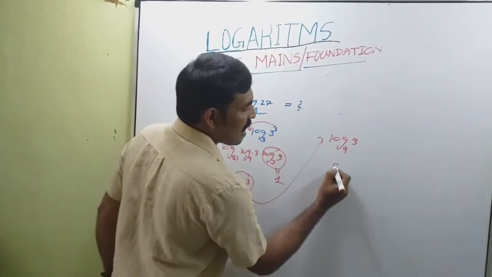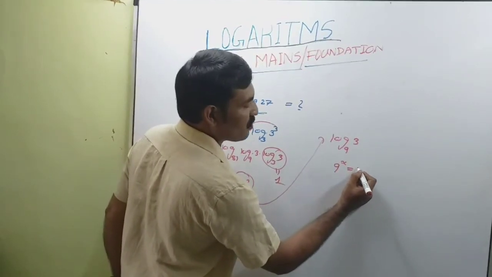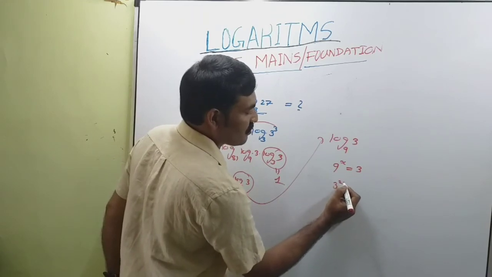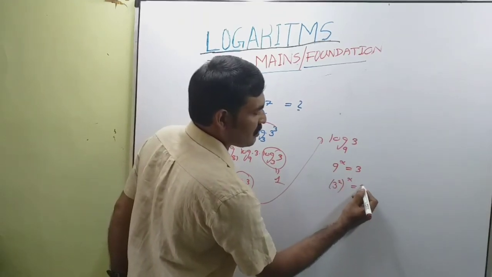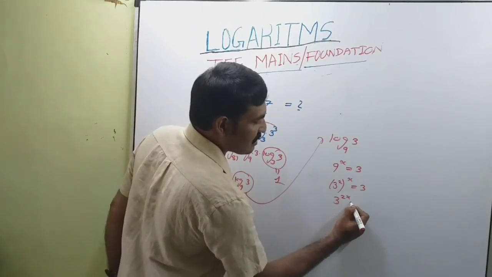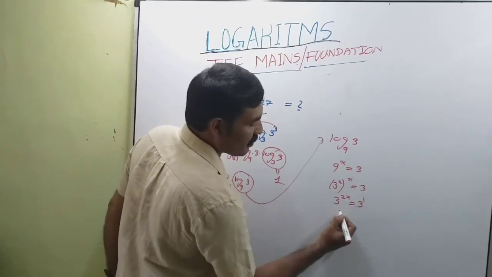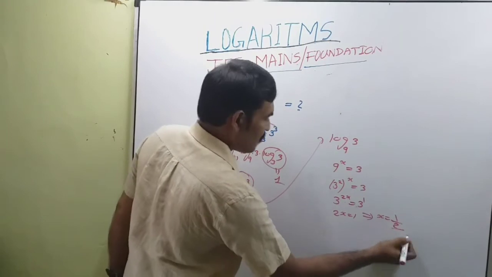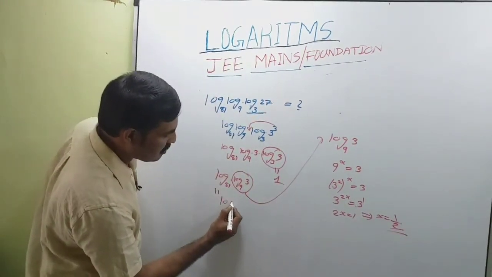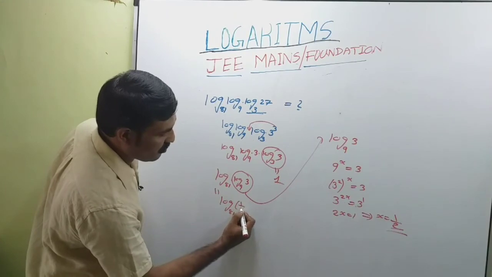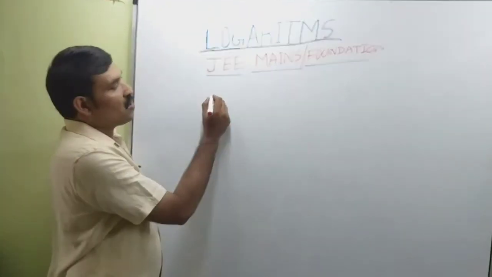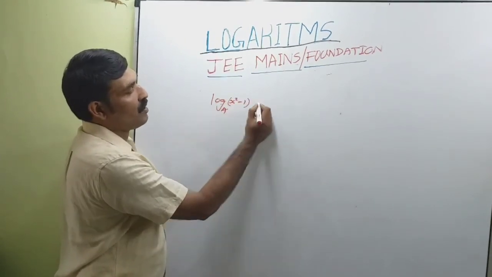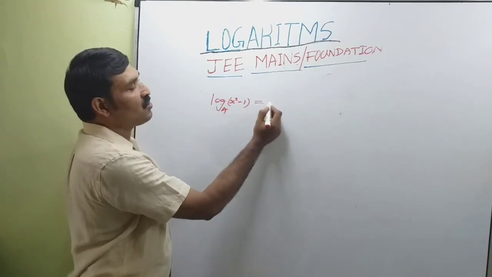Let the value of log base 9 of 3 be x. That means 9 raised to x is equal to 3. 9 can be written as 3 square, so 3 raised to 2x is equal to 3 raised to 1. Comparing the powers, 2x is equal to 1, which implies x is equal to 1 by 2. This becomes log base 81 of 1 by 2. This is the answer.